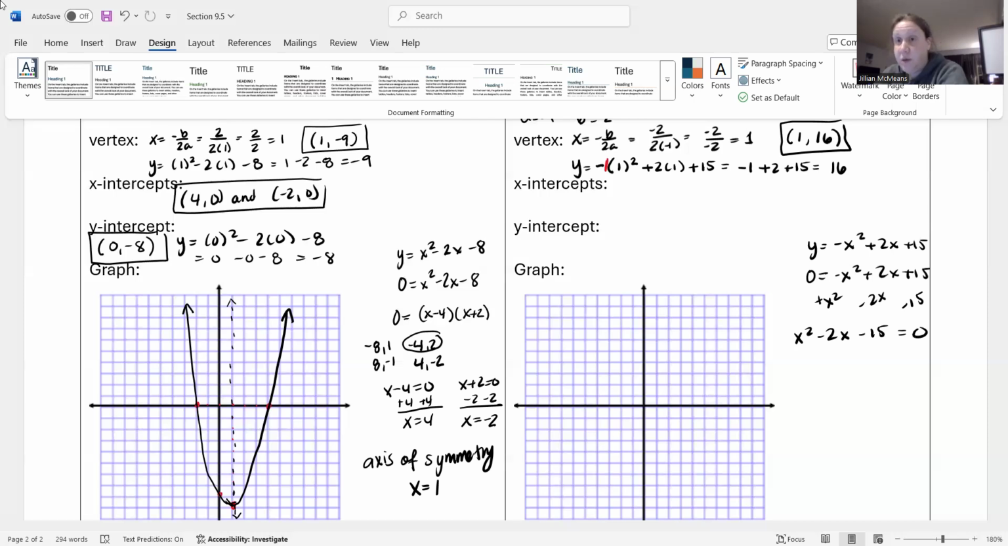And now let's see if we can factor this. We always want to see if something is factorable because that's always going to be the easiest way to find your x-intercepts. If it's not factorable, then jump over to the quadratic formula. Okay? So let's see here. We've got a quadratic trinomial.